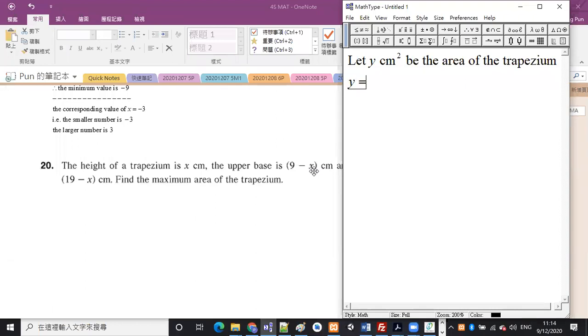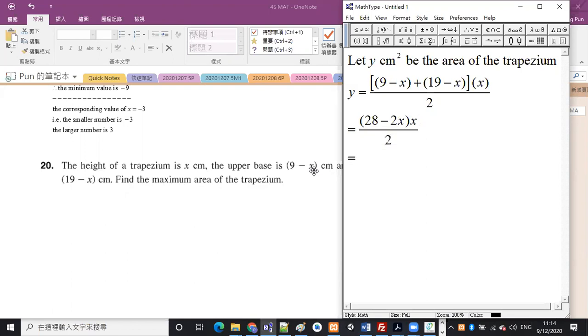So y is the area of the trapezium, and then we know that the area of the trapezium is calculated by upper base plus lower base times height divided by 2. Okay, the upper base is 9 minus x, and then plus the lower base, that is 19 minus x. And then times height, that is x, divided by 2. Okay? And then we will simplify this fraction first. So I get 28 minus 2x times x divided by 2.